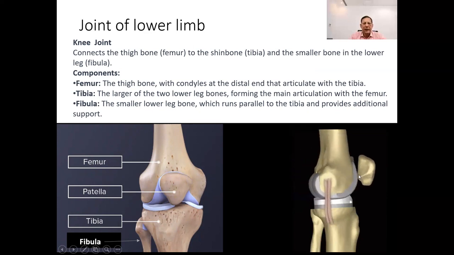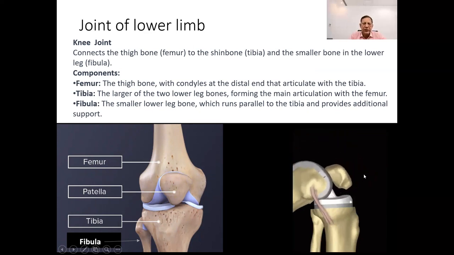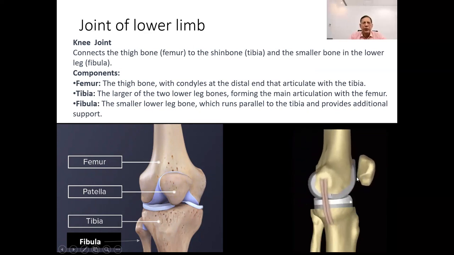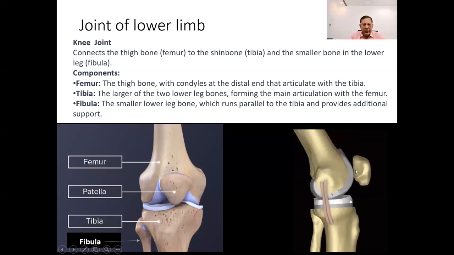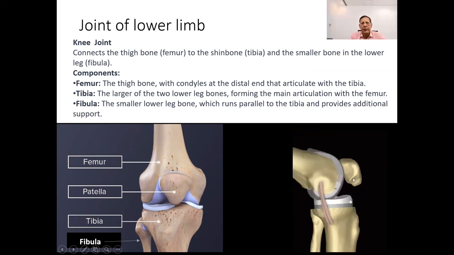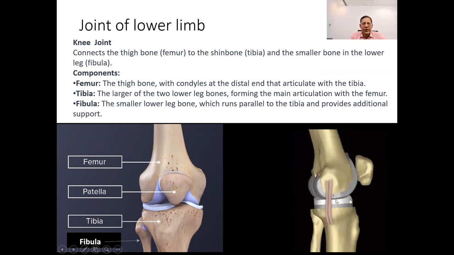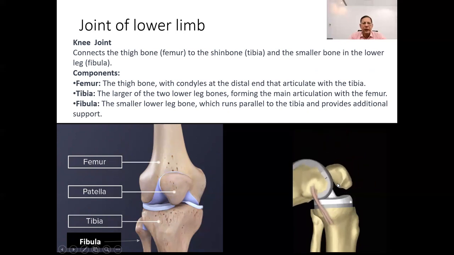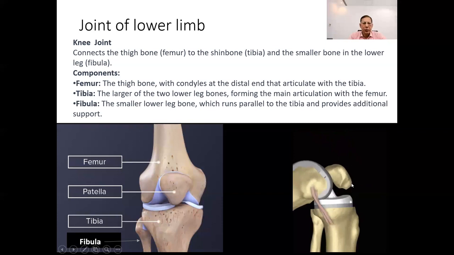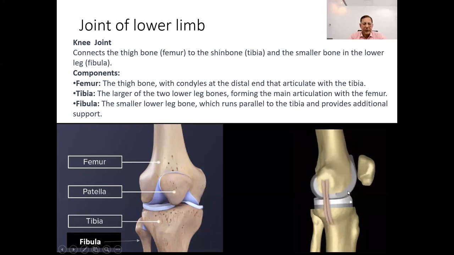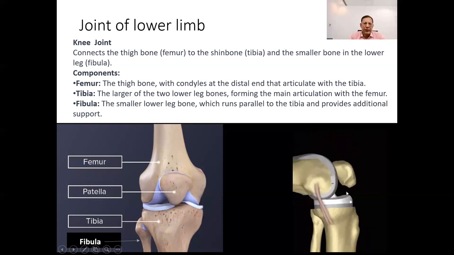The patella, which is also called kneecap, sits in front of the joint and articulates with the femur bone, forming the patellofemoral joint. This knee joint is the largest joint in the human body and plays a crucial role in supporting the body weight, facilitating movements and providing stability.